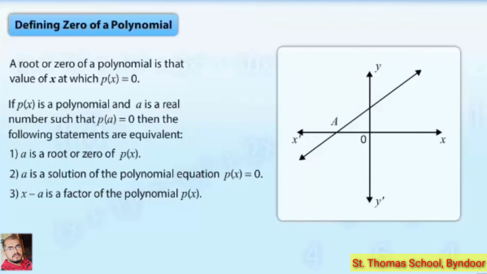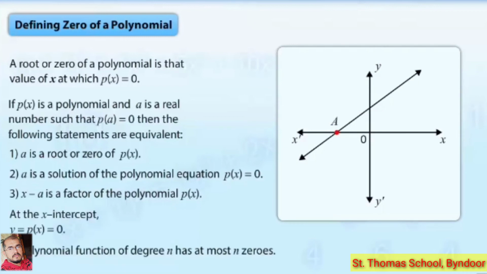The x-intercept is that value of x where the graph touches or crosses the x-axis. At the x-intercept, y = p(x) = 0. A polynomial function of degree n has at most n zeros.